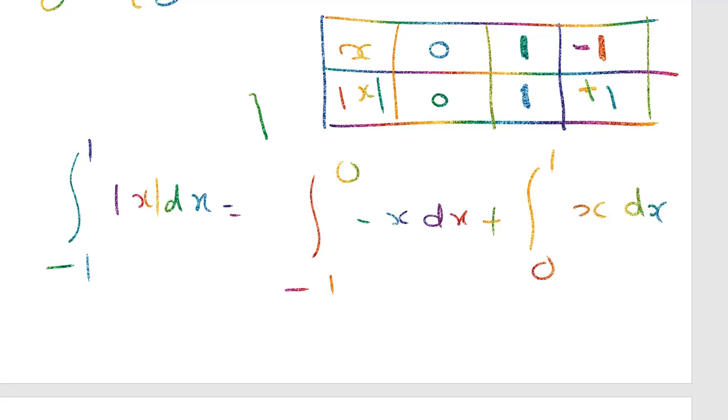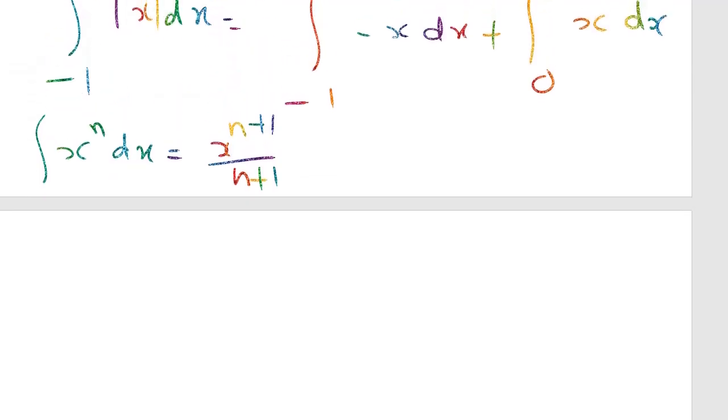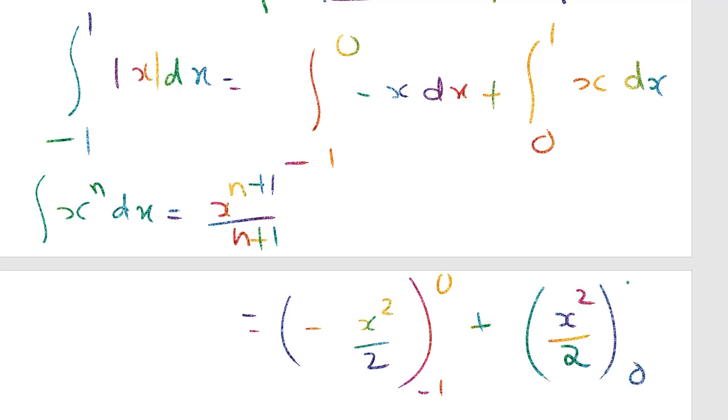Now we will use the integration rule. The integral of x raised to n dx is x raised to n plus 1 upon n plus 1 plus c. As it is a definite integral, there is no need of adding that c. So the first part will be negative x squared by 2 from the limit -1 to 0, and the second part will be x squared by 2 from 0 to 1.